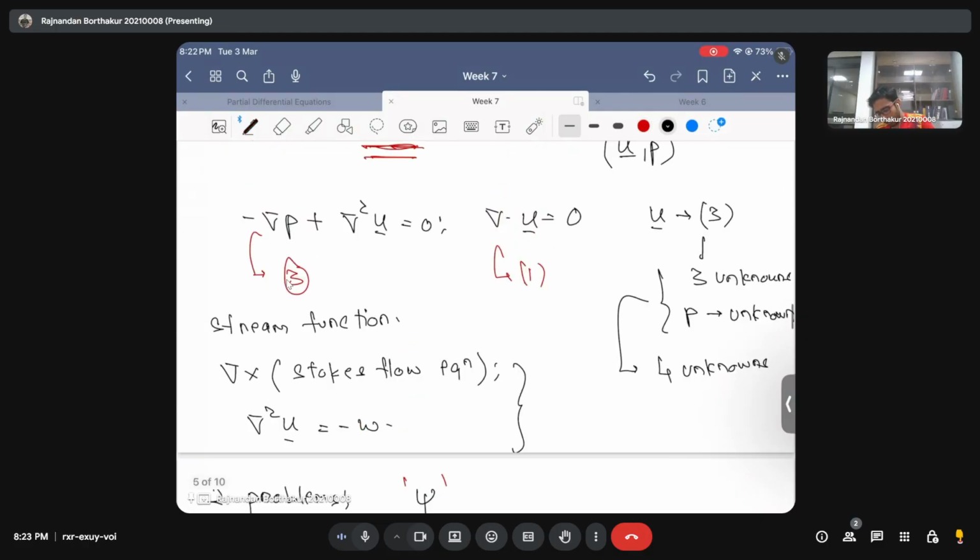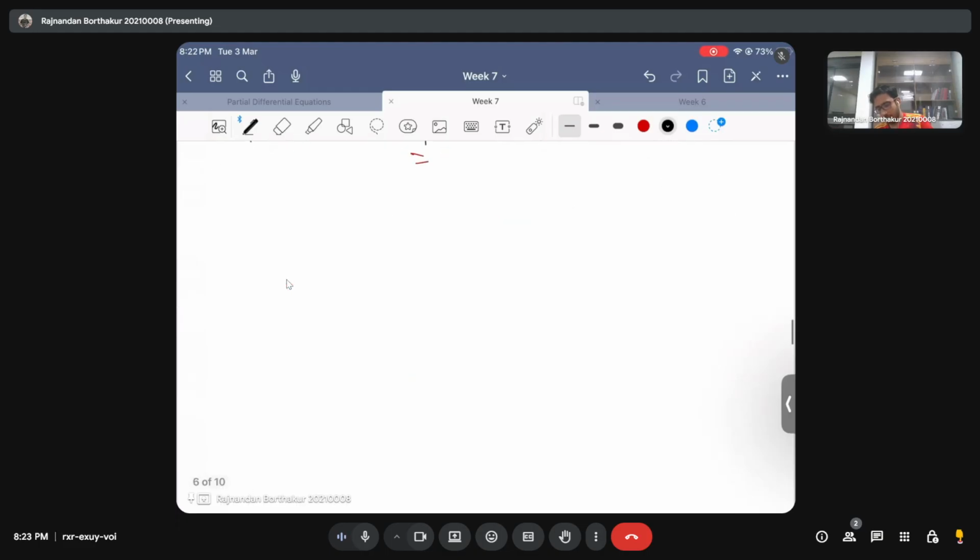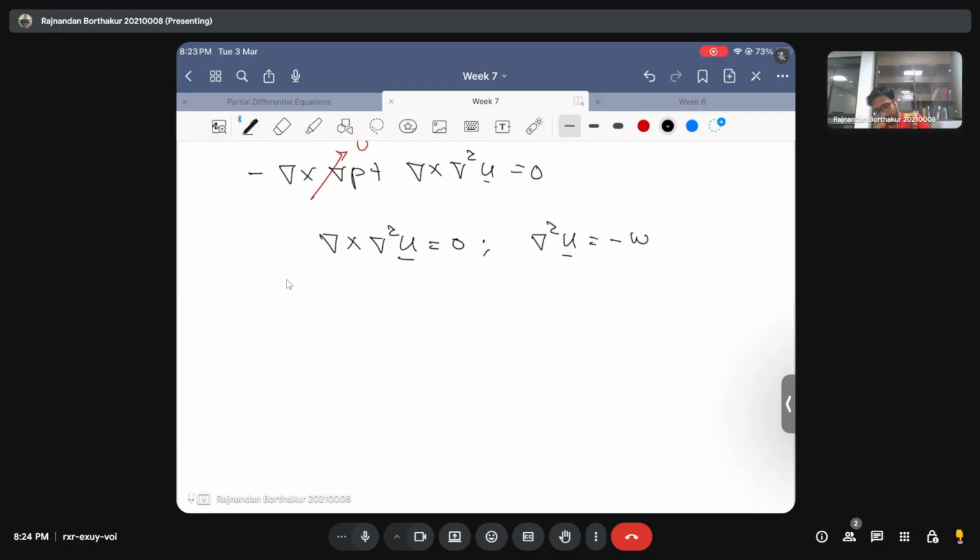and then use the fact that if you take the curl of the Stokes flow equation, and I'll just give you the overview, what you'll get is curl of grad P plus curl of del square u equal to 0. Now we know that the curl of the gradient of a scalar is equal to 0, which means you just have curl of del squared u equal to 0, and you define del squared u equal to minus omega, where omega is nothing but the vorticity. So then your vorticity satisfies del square omega equal to 0.